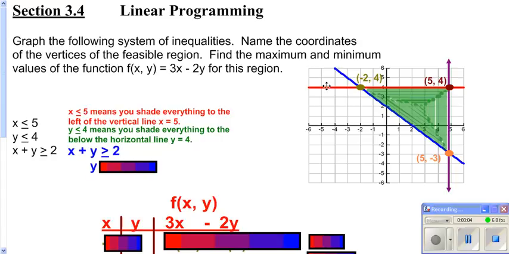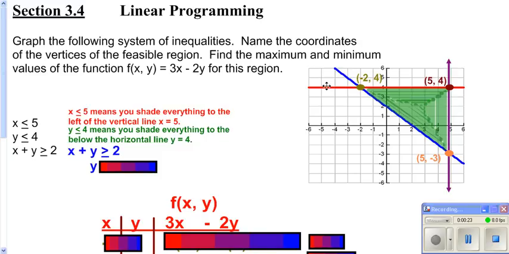Today we're going to take a look at linear programming. Linear programming allows you to find a maximum or a minimum of a function. The maximums and the minimums will come at the corner points, the vertices of what we call a feasible region.